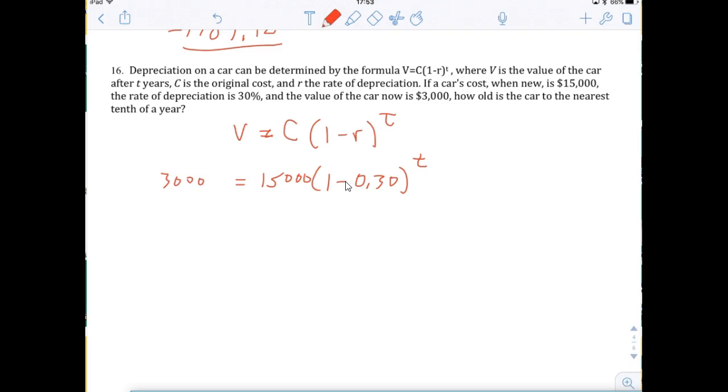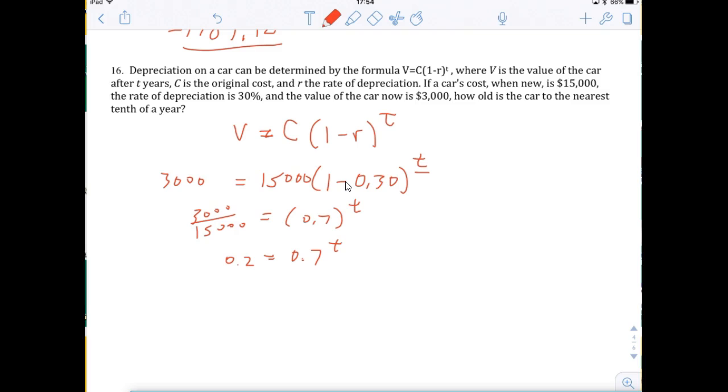Now we're going to isolate the T, and you're like, how do I do that? Because it's in the exponent. Well, this is the reason why we have logs. So we're going to divide both sides by 15,000, so we end up with 3,000 divided by 15,000 equals 1 minus 0.3, which is 0.7, to the T power. And so the left side, 3,000 divided by 15,000, becomes 0.2, and now it's a pretty simple expression, but how do we find this on the calculator?